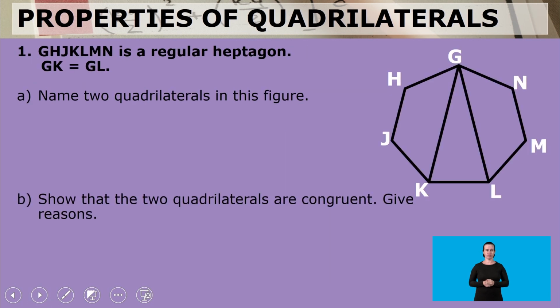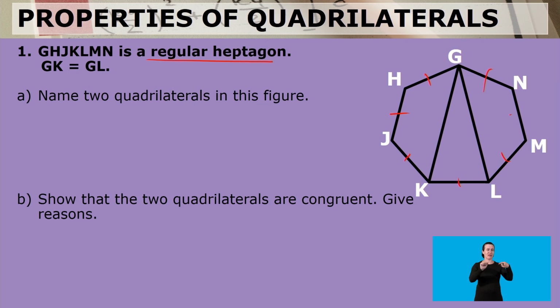All right, here's an example. GHJKLMN is a regular heptagon. Again, that gives us information, and therefore GK equals GL. There's the structure. What that information gives us is that when they say regular, it means all the angles are equal and all the sides are equal. Name two quadrilaterals in this figure.